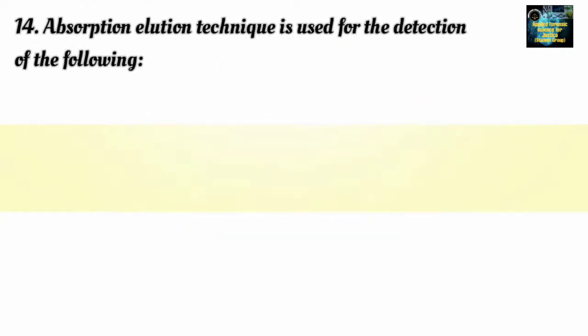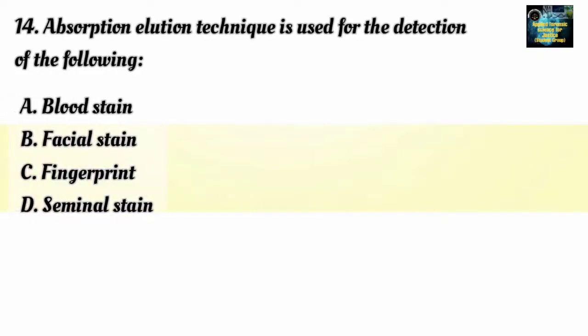Next, question number 14. Absorption elution technique is used for the detection of the following. Option A. Blood stain, B. Fecal stain, C. Fingerprint, D. Seminal stain. Answer is option A.